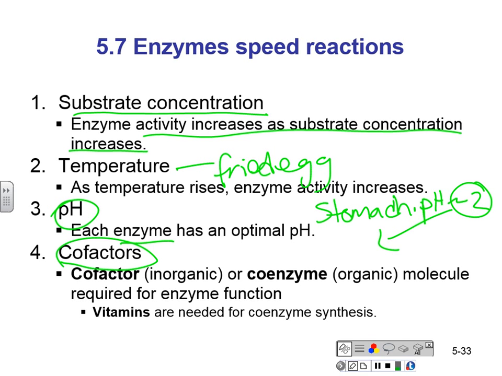The last thing that affects how well an enzyme works is cofactors. Basically, this is what we're saying, how well the enzyme works. There's something called a cofactor or a coenzyme. And we'll talk a little bit more about cofactors when we move through photosynthesis and cellular respiration. But basically, these are needed to help the enzyme do its job.